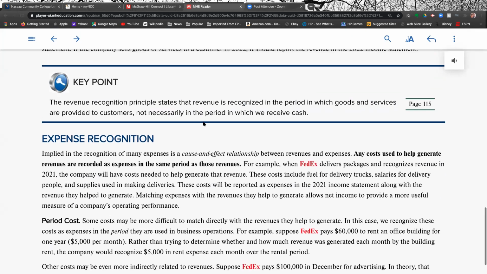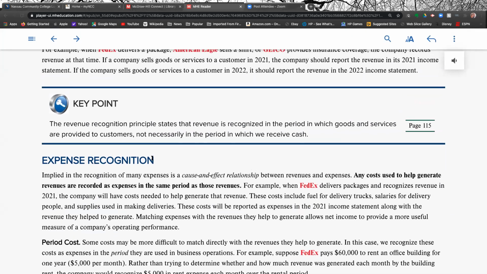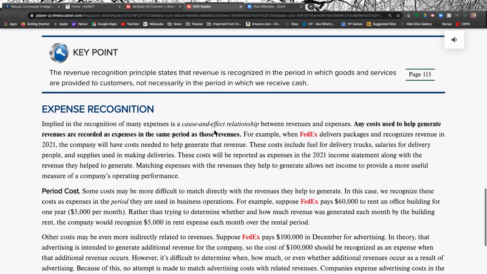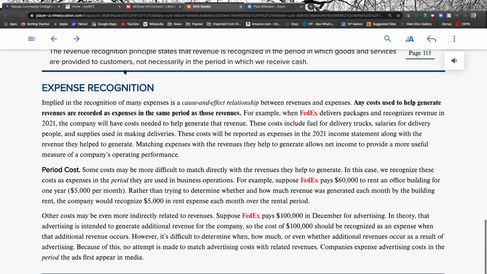They say that there's a relationship between expenses and revenues, that we only have expenses inasmuch as they help us to make revenue. So what they're saying is that you can only record an expense if you can match it against revenue. That's kind of a hard thing to visualize, right? But I think this is the point they're trying to make: if you record revenue in the periods in which goods and services are provided to customers, you have to also record expenses in the period in which goods and services are provided to customers. That's what they're really trying to say, but they don't say it in so many words.